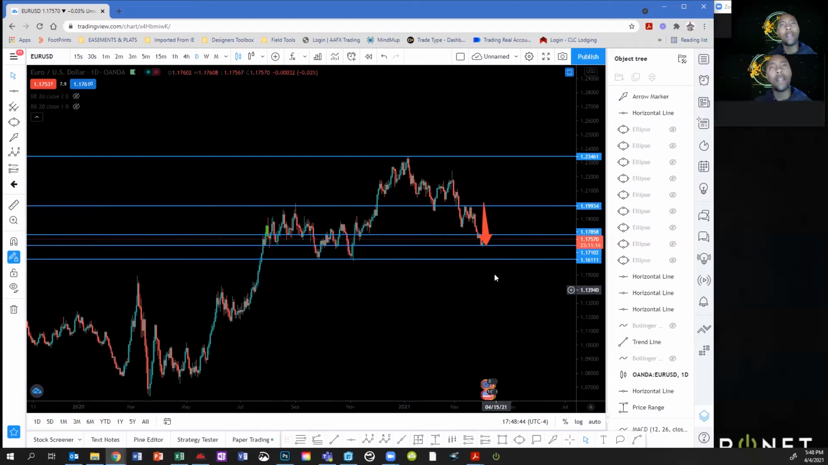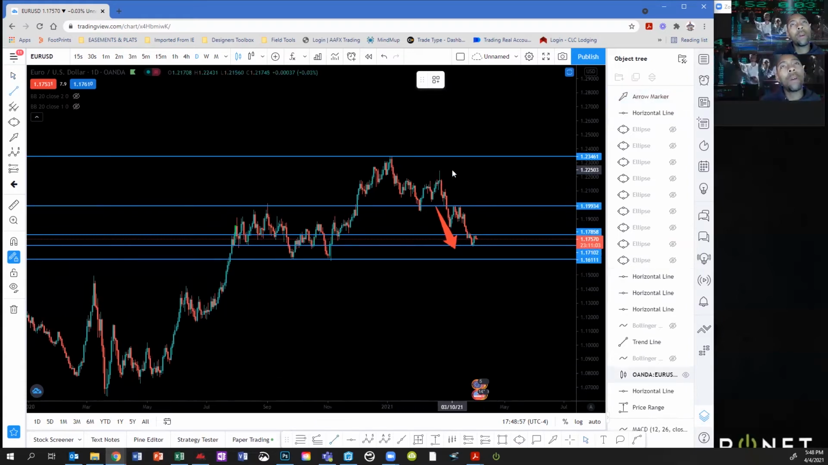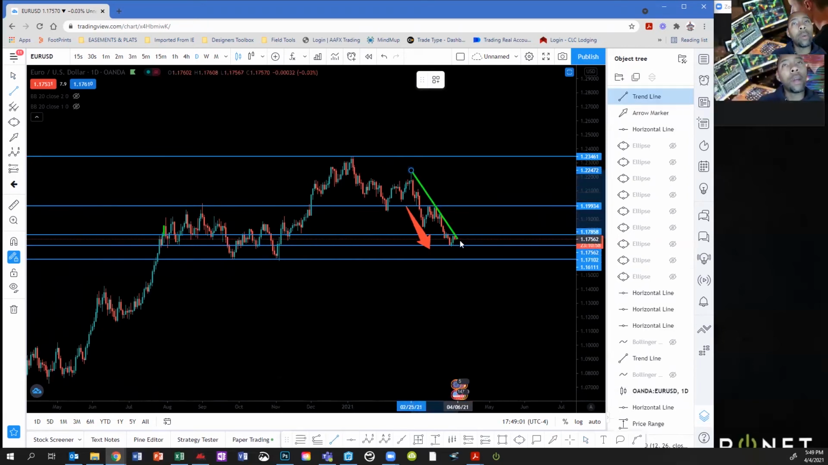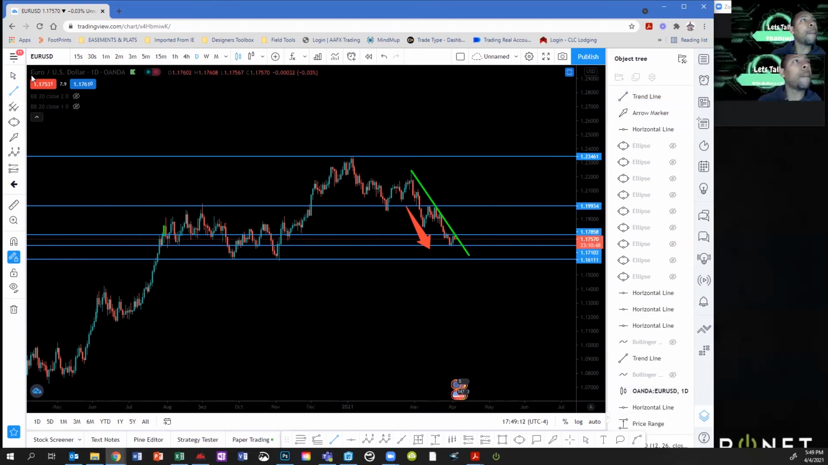Okay, so if we consolidate some of this now, what you'll be able to do is see, all right, let's add a trend line. Okay, so from here, and just kind of connecting the dots. And what else do we see?